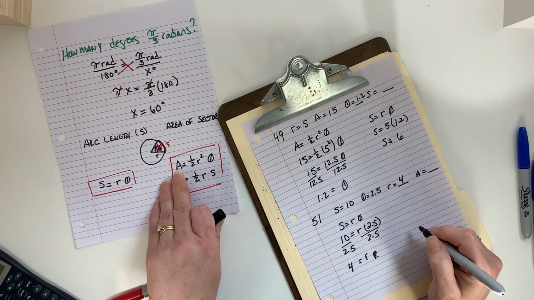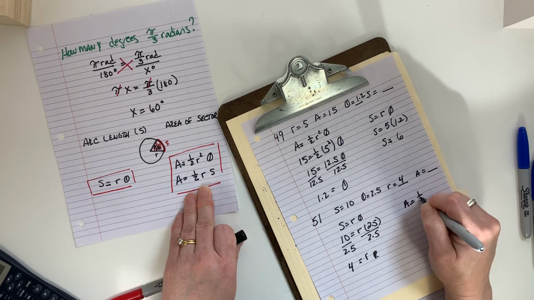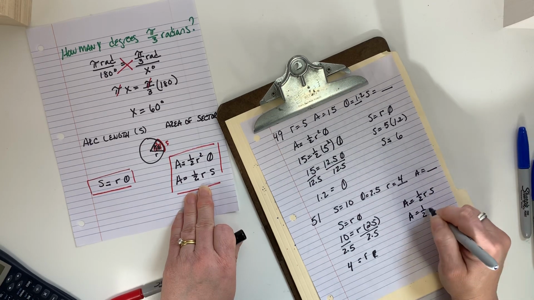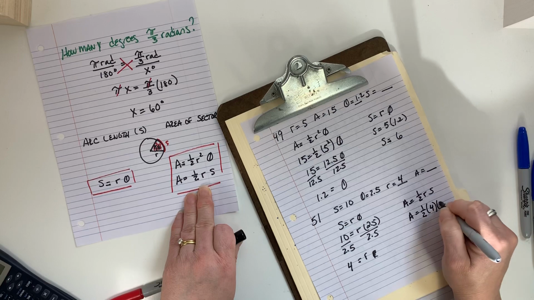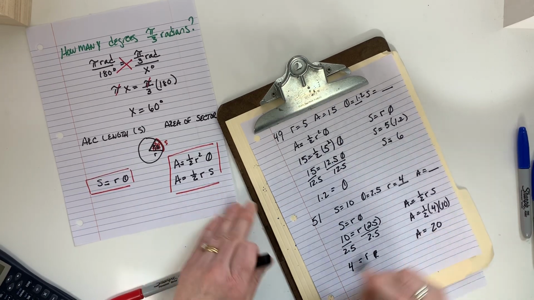For a, you can use either equation. I happen to choose the simpler one. I said a is equal to 1/2 rs. A is equal to 1/2 r, which is 4, times s, which is 10. So area is equal to 20.